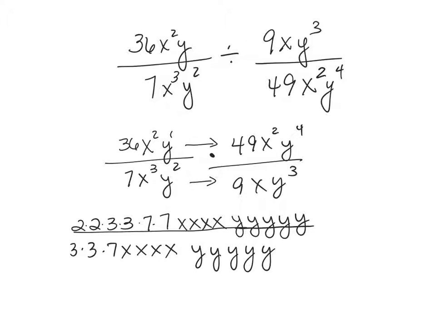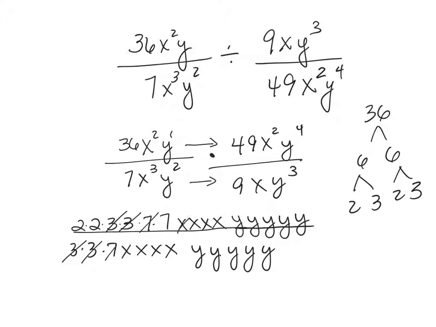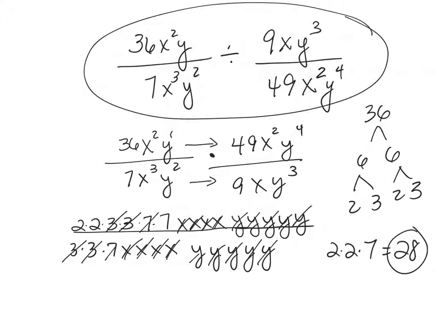Now we start canceling anything we see. The 3's are canceling, the 7 is canceled, 4 x's are gone, and 5 y's are gone, which I didn't even plan by design. That's pretty cool. So everything downstairs is gone, right? And what's left upstairs? Just a 4? Nope, a 28. 2 times 2 times 7, which is 28. So this ugly thing turns into a 28, which I did not plan, but that's pretty cool.